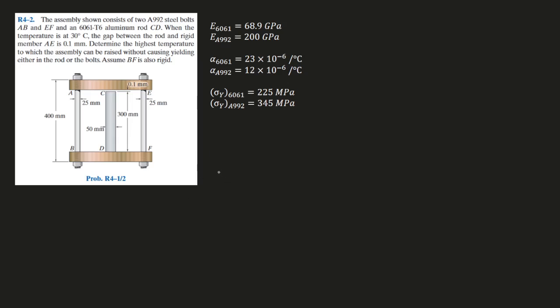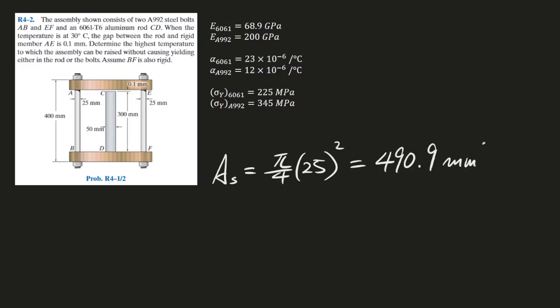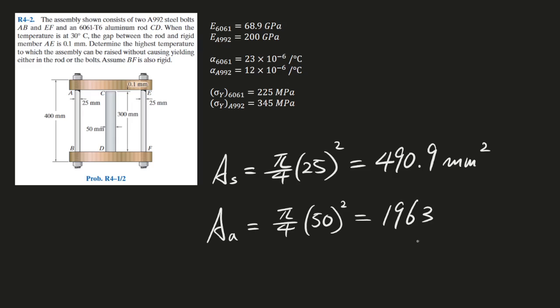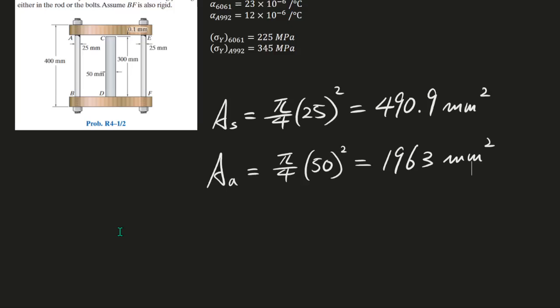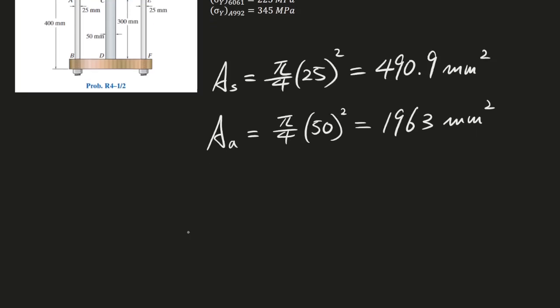First, we'll find the areas of the steel and aluminum. So area of steel is pi over 4, 25 millimeters squared, which roughly is 490.9 millimeters squared. And the area of aluminum is pi over 4, 50 squared, which is roughly 1963 millimeters squared. Okay, now let's do some statics.